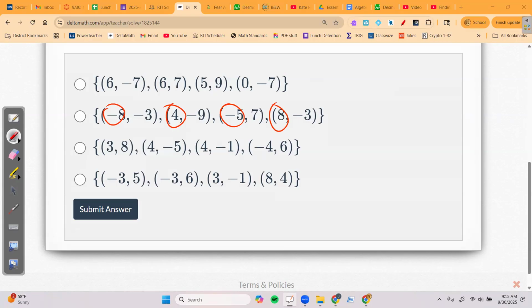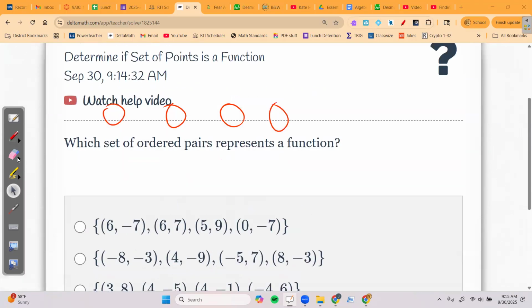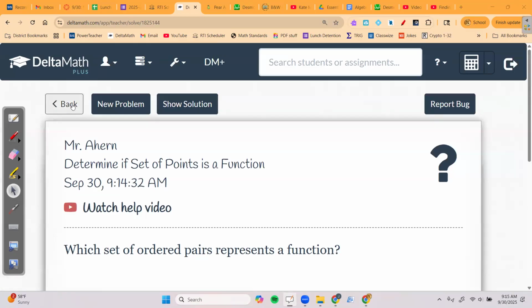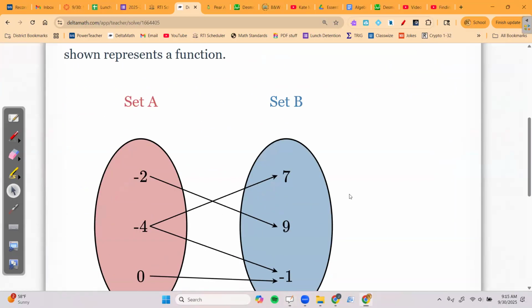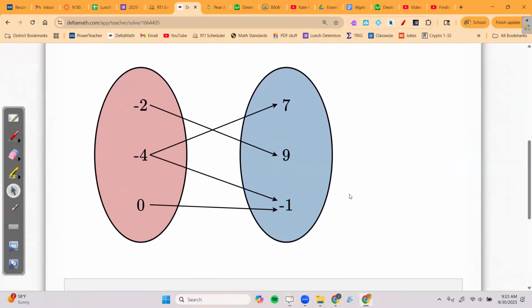So that's another section of problems. Do you have any questions about that? Okay. The next topic is going to be the same thing. However, it comes at you from a different perspective. This is what is called a mapping diagram. These will be the ones that will be hardest for you to answer in Delta Math. So, ready? First off, have you ever seen one of these before?